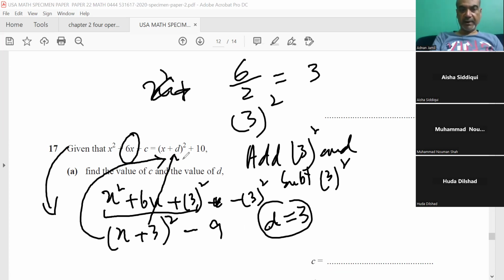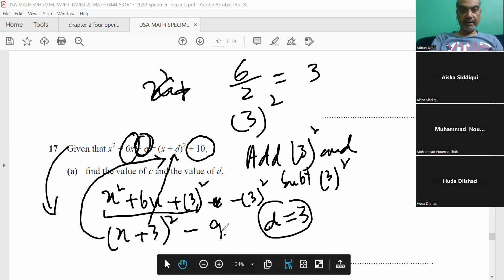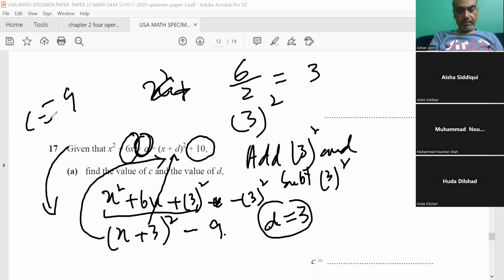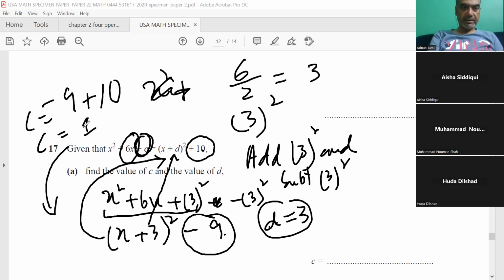But for C, where is C? It is written here, plus C. And the number at the end is 10, right? So the C value which we are getting is minus 9. So this is what we have got, C equals minus 9. What they have given is a plus D. So I'm going to write over here C equals minus 9 plus 10. That is C equals 1. That is your final answer for C.